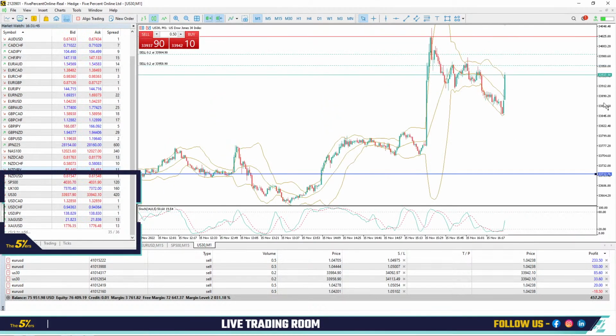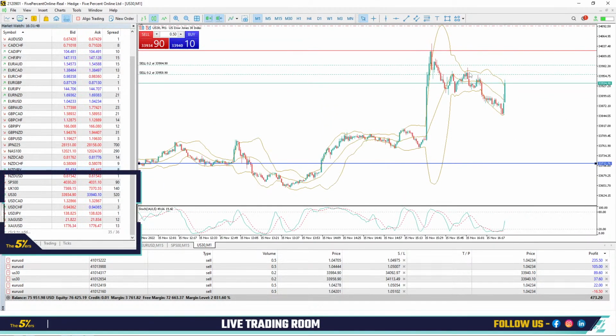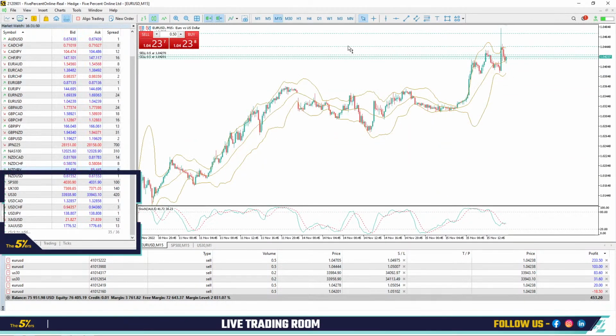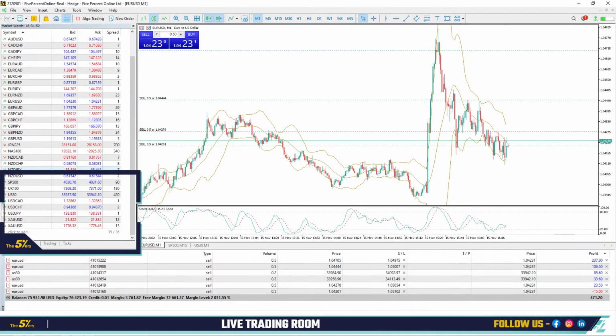Okay, here at the opening, we are pushing a bit against me. I hope that we're going to have a reaction. What's happening in the Euro Dollar is quite the same. Here it's not so strong, so that's fine.